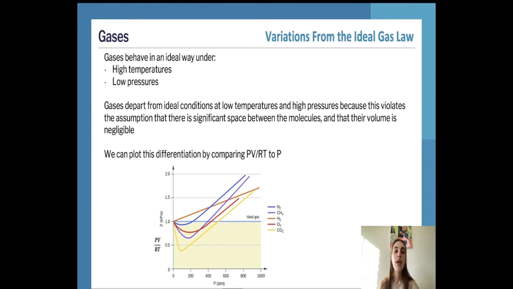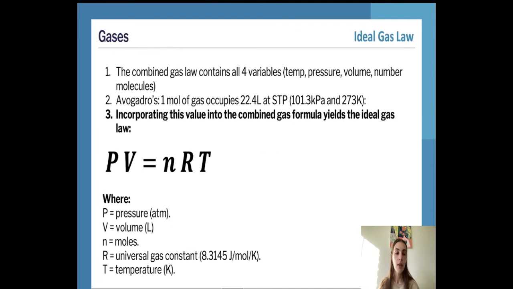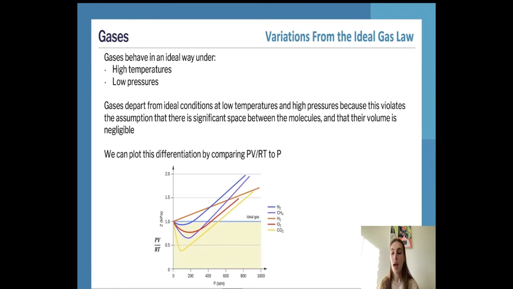So we can plot this deviation by comparing PV over RT to the pressure. That's comparing the pressure times the volume divided by the universal gas constant and our temperature. And so that can then be compared with the pressure as a proportional value, and that helps us to determine what our departures from the ideal gas law will be.